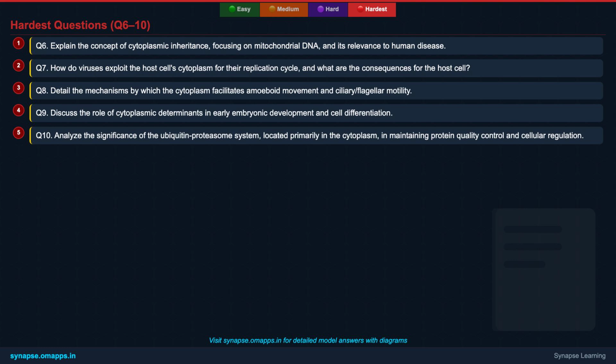And question 10, analyze the significance of the ubiquitin proteasome system, located primarily in the cytoplasm, in maintaining protein quality control and cellular regulation. Good luck!